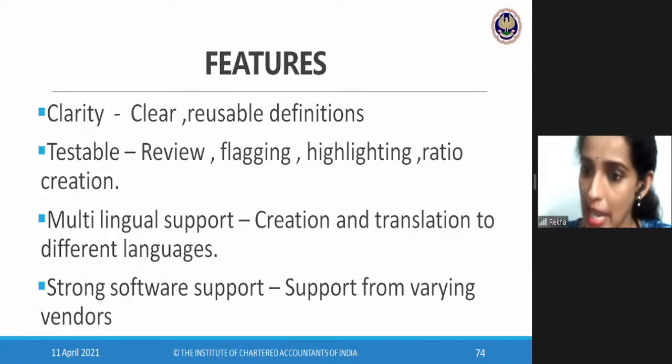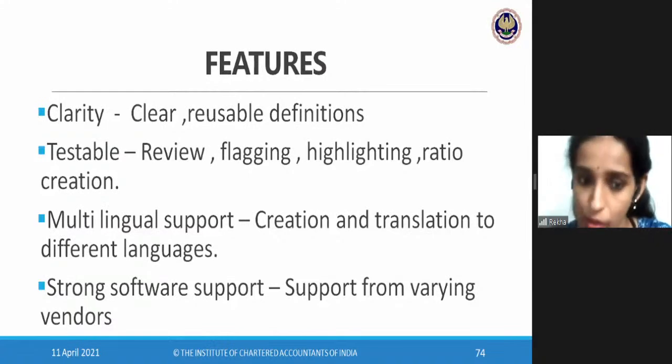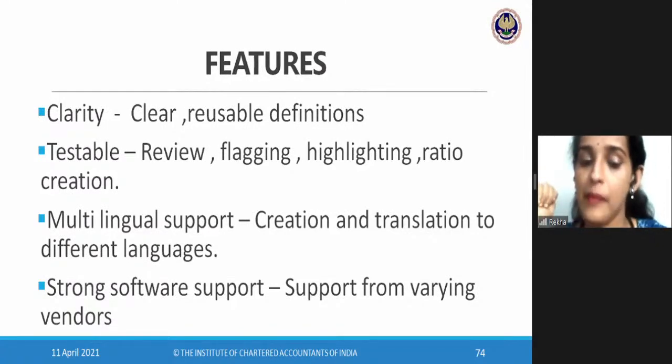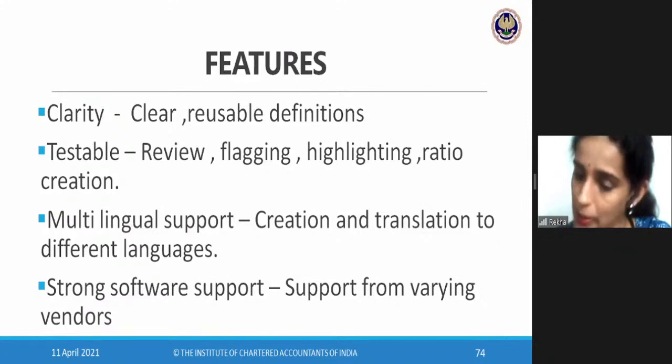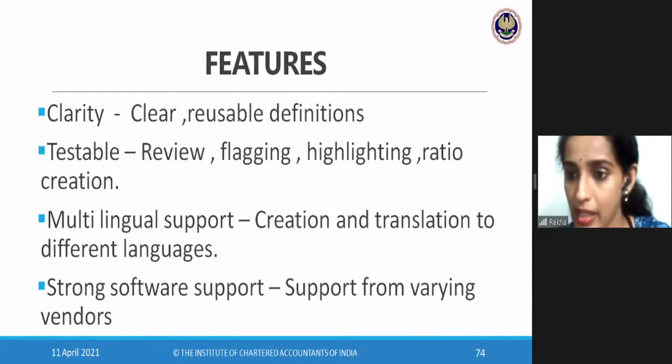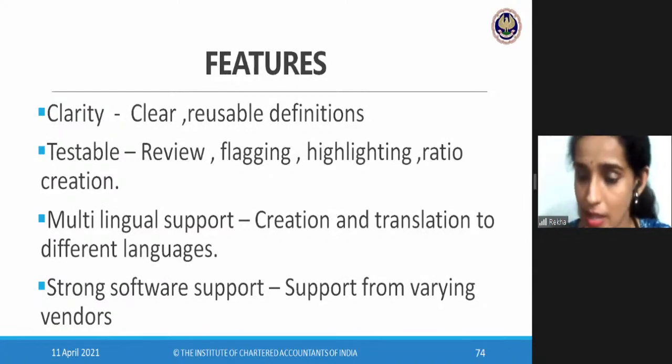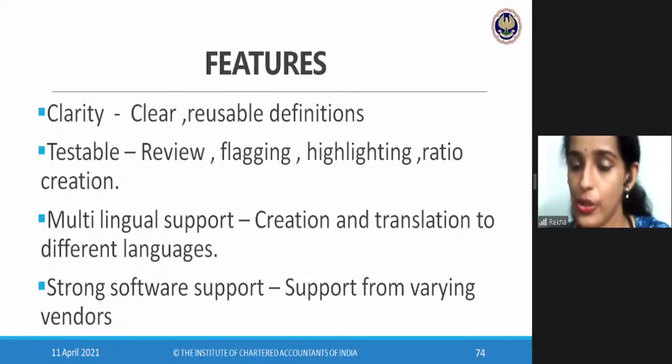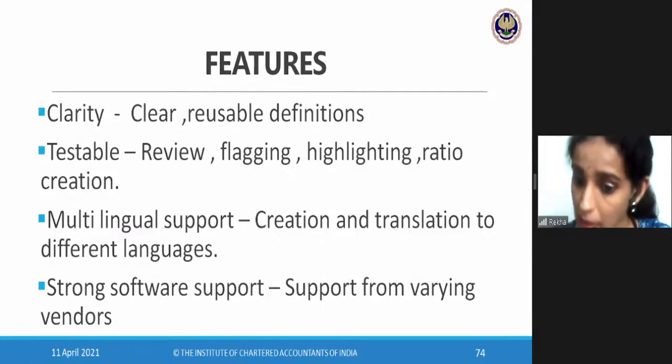Flagging mechanism. If there is any unwanted data, or data not required for that particular set, it will flag it and highlight it. So all these features are also there in XBRL. Multi-language support means it can be translated to different languages. Software support means it is not used in only one particular country or entity. It is used across the globe. So you have any number of vendors providing support, unlimited vendor support from different suppliers. Even if you are stuck with any issue, you will get support without any problem.